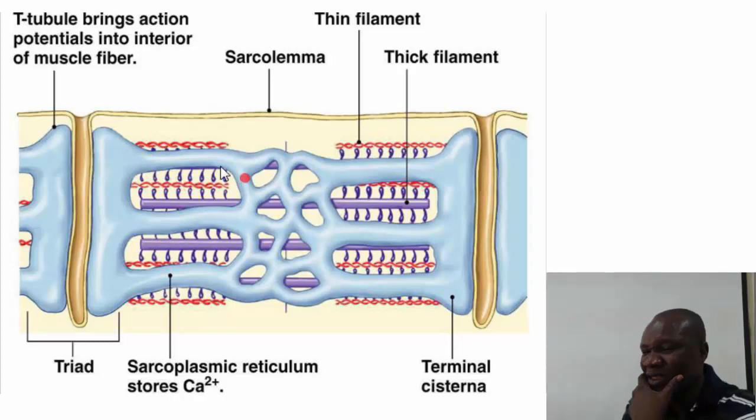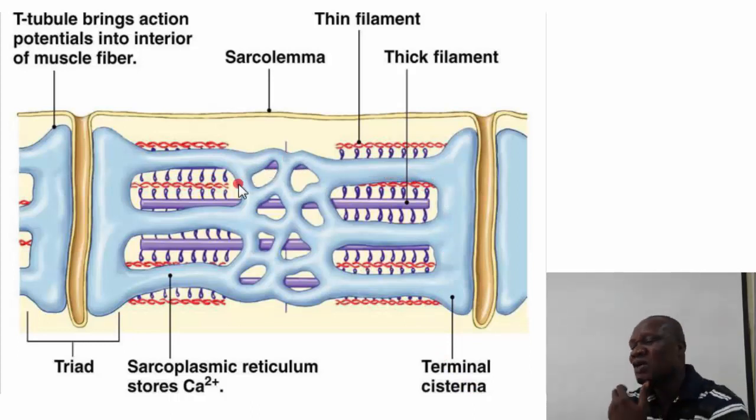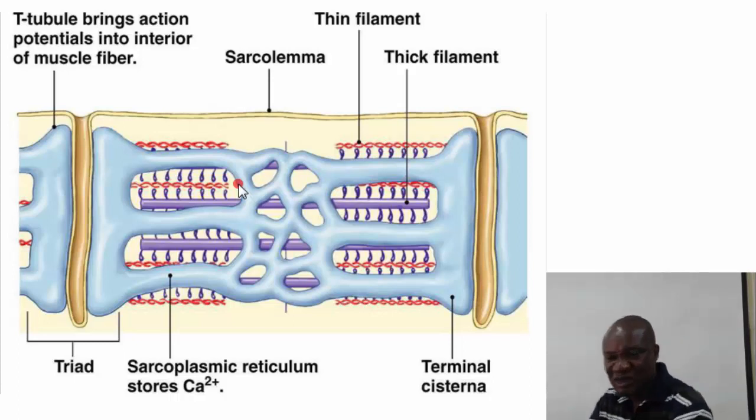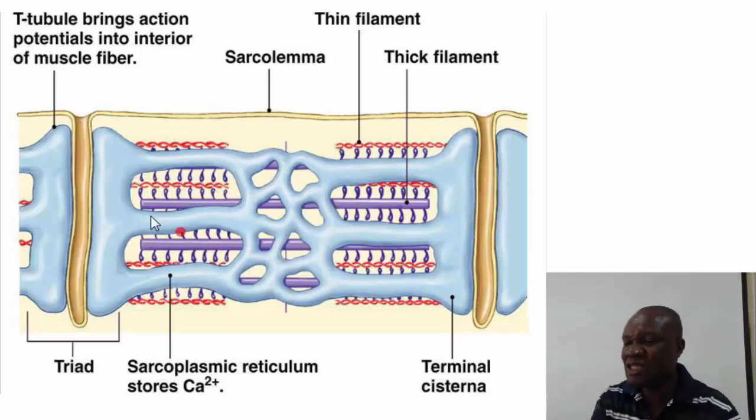So these are the tubular system that surround the myofibril, the swollen ends. The swollen ends of the sarcoplasmic reticulum are called terminal cisterns. Terminal cisterns. And the sarcoplasmic reticulum is the storehouse for calcium ions. Calcium is stored in the sarcoplasmic reticulum.